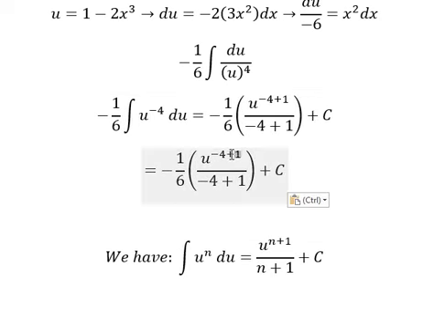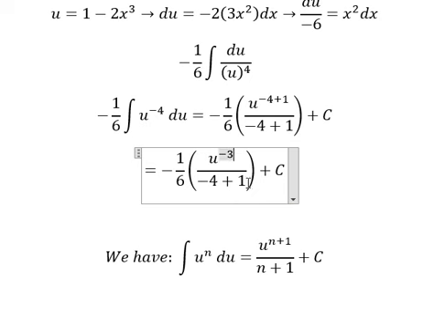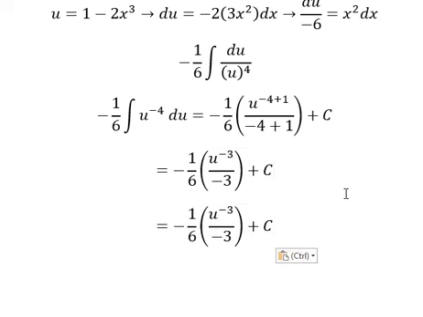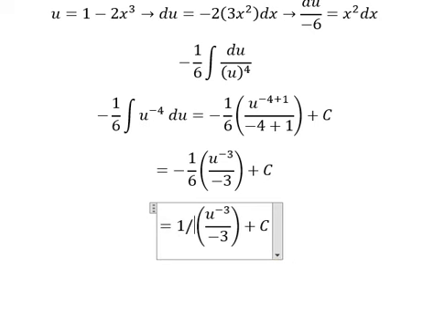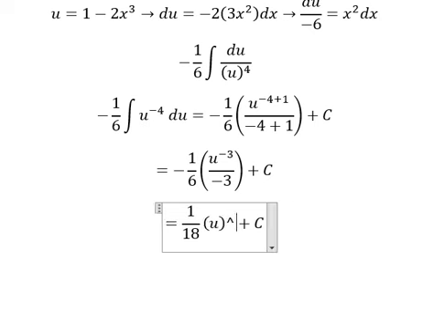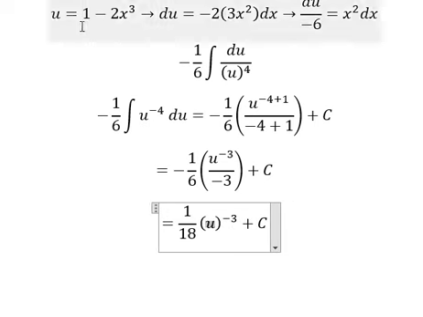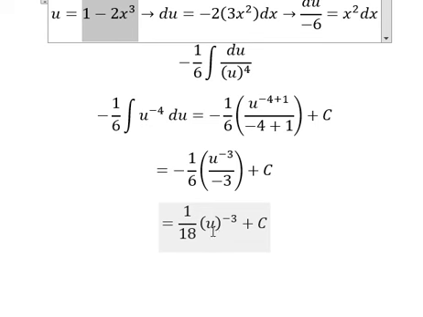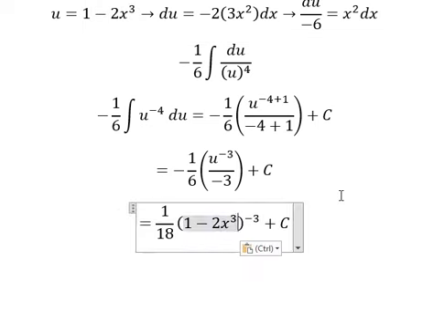So this one we have negative 3. So negative 6 multiplied by negative 3 is positive 1 over 18. Then for u, that is this one. This is the end. Thank you for watching.